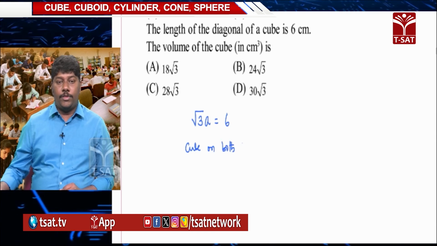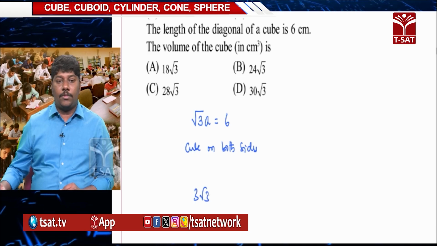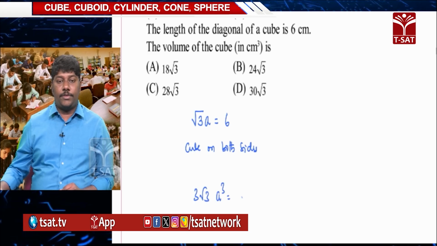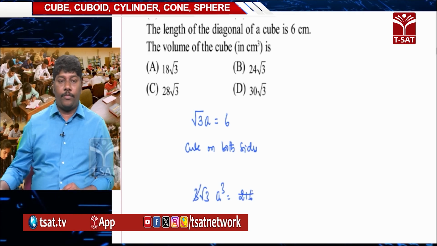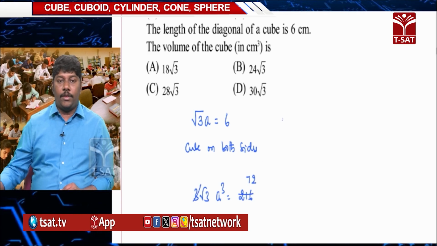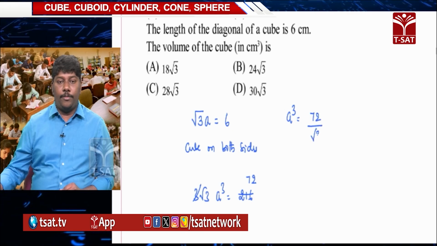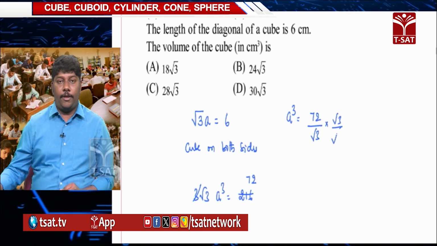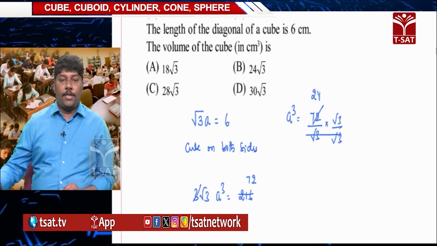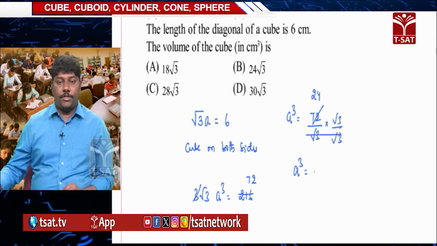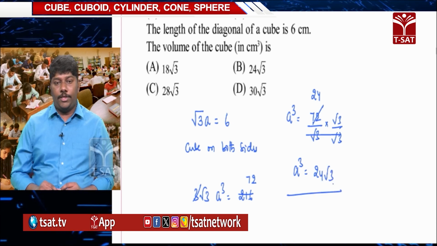If you cube both sides, root 3 cubed is 3 root 3, into a cube, is equal to 6 cubed, which is 216. 3 ones are 3, 72s. So a cube is equal to 72 by root 3. If you multiply and divide it by root 3, in the denominator you are going to get 3. 3 ones are 3, 24s. Therefore, the volume of the cube is equal to 24 root 3.